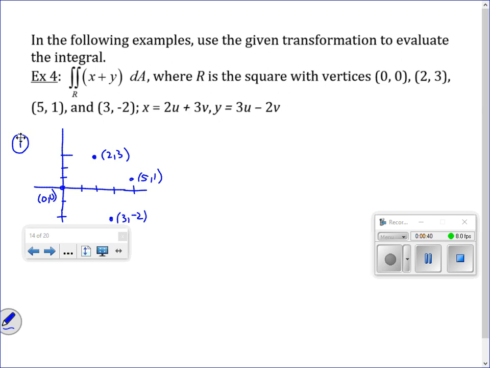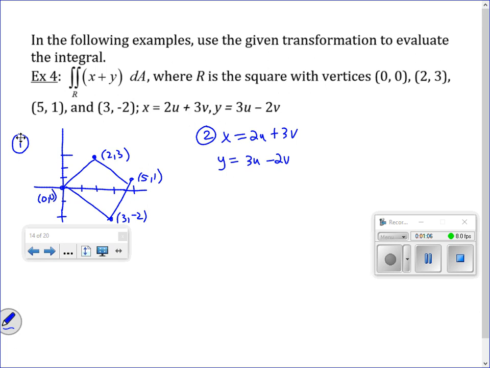So if you do it pretty nicely, you can kind of tell that it's a square. Mine's not that awesome. But let's see how it goes. So in this problem, I did step 1, I drew it. In step 2, I have to solve for u and v. I'm given that x equals 2u plus 3v. I'm also given that y equals 3u minus 2v.